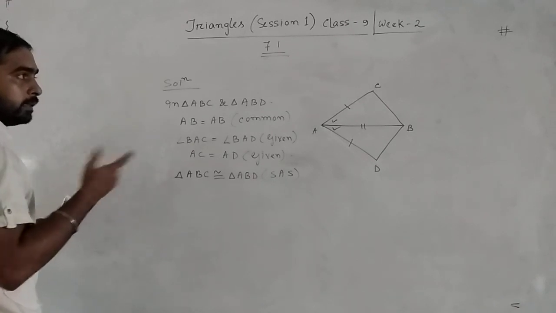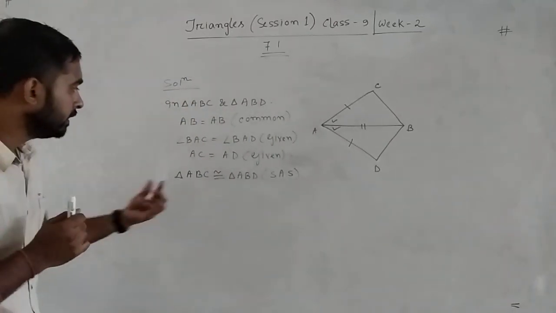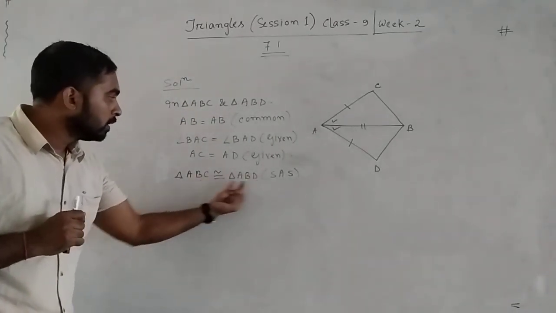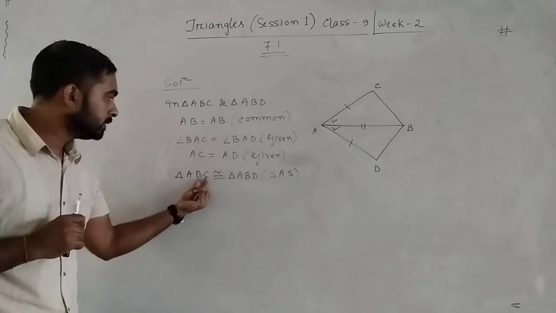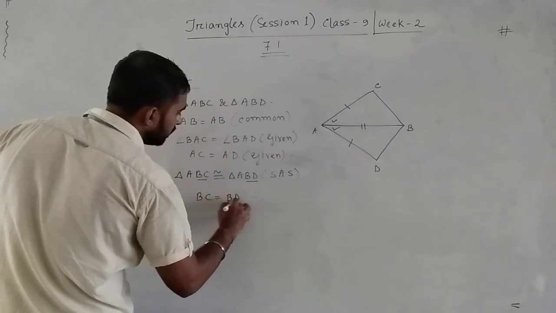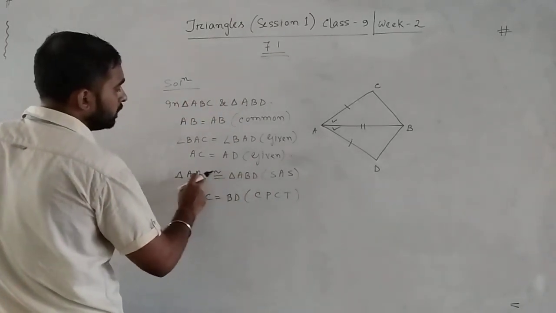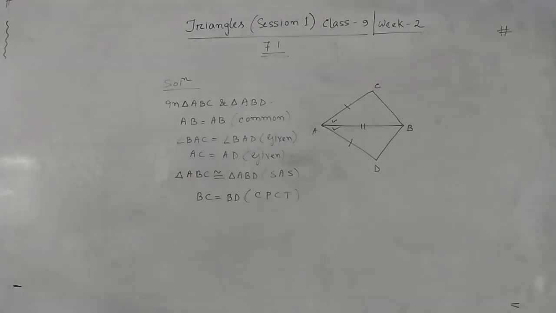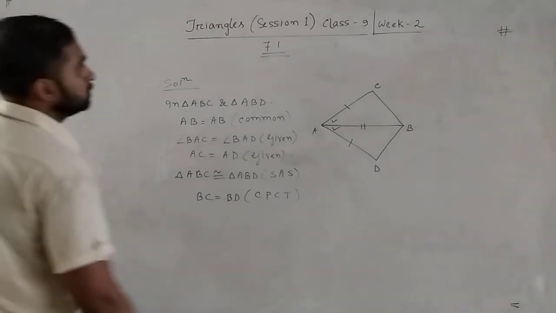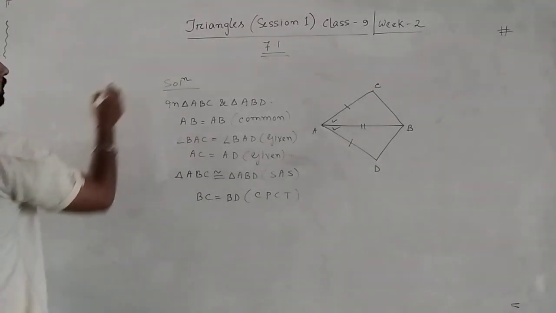Now, at last, another question: what can you say about BC and BD? Now, see BC and BD. They are CPCT or not? BC equal BD. They will be equal because of CPCT, means as these two triangles are congruent, therefore these two sides are also equal. BC equal to BD. Yes. This is question number 1 solution.